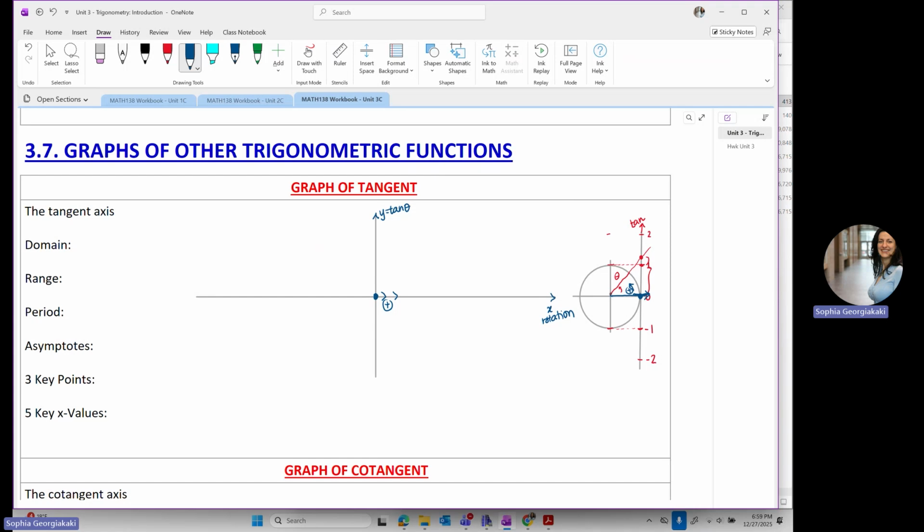When I have exactly 45 degrees, then I am on the diagonal of this square. And the diagonal of this square hits the tangent axis at the number 1. And the tangent of 45 degrees is equal to 1. So I have a point pi/4 with 1 as part of my graph. It's right here.